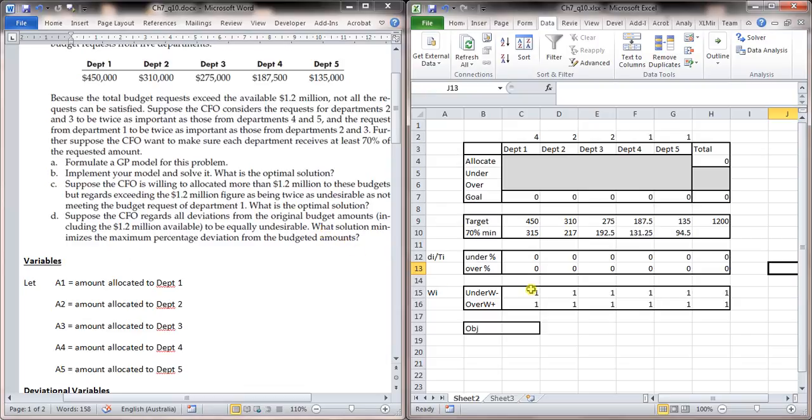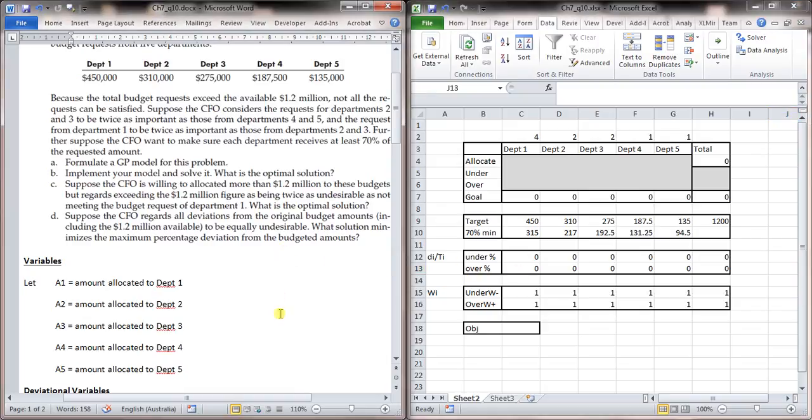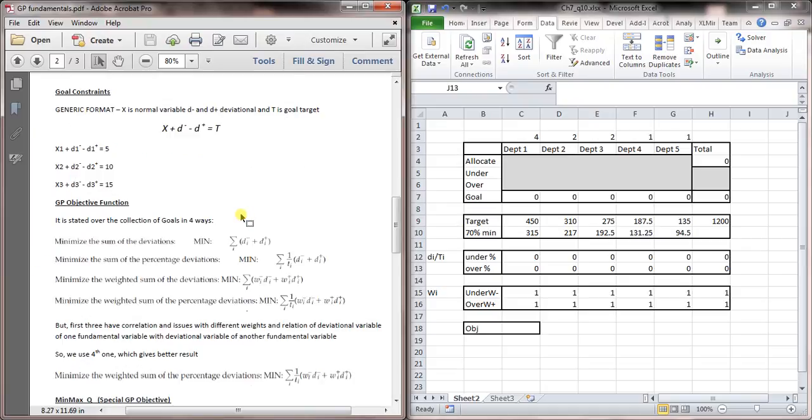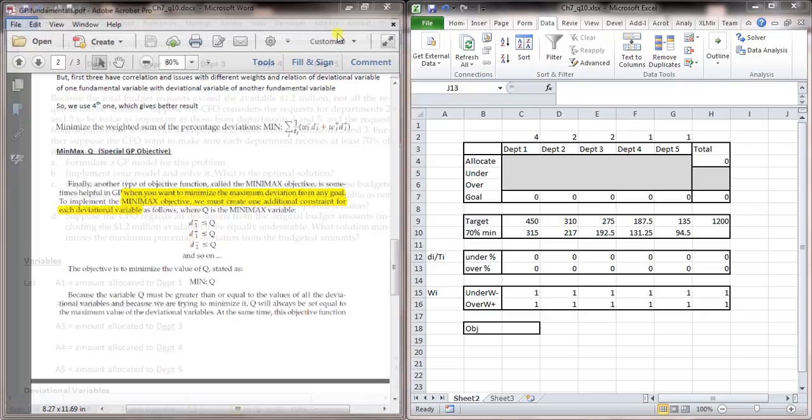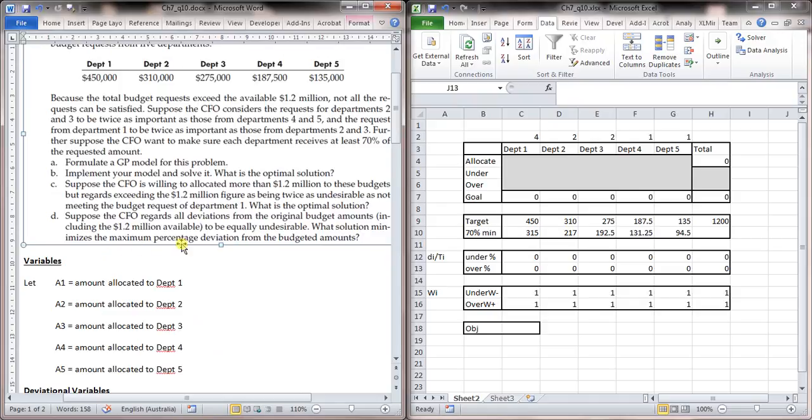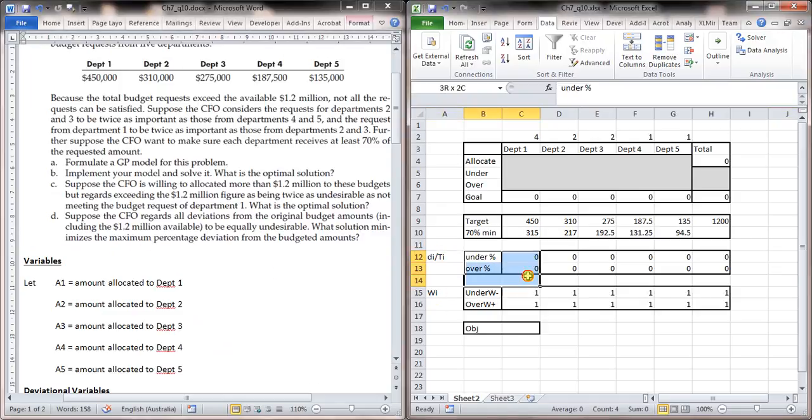So here it is talking about a special case of GP that we have discussed, minimizing the maximum deviation. Here we are talking about minimax, the special GP objective. In minimax we have an extra variable called Q, which is the maximum of all deviations, and our target is to minimize that maximum deviation. But these Di minus, plus are all individual deviations. The question asks to minimize the maximum percentage deviation. So our percentage deviations are all Di by the targets, Di by Ti is the percentage deviation.